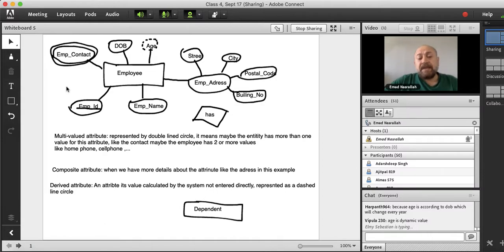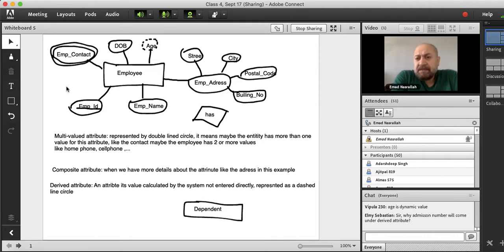Okay, let's get back to the dependent. The dependent is a person who is not an employee in the company. And that's a good question. That is a good question. Why would admission number come under derived attribute?